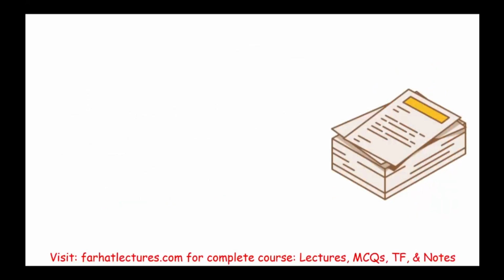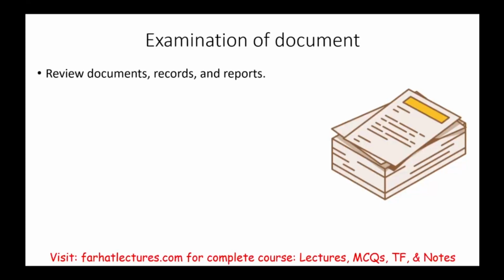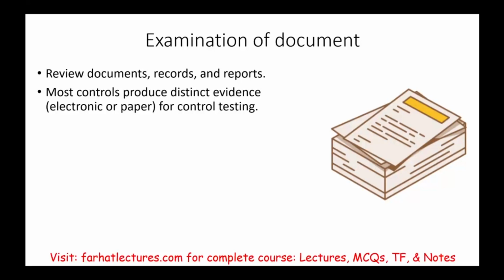Another way to test internal control is examination of documents. People will tell you a lot of things. That's fine. We're doing this. We're not doing that, and so on and so forth. But the internal control generates a lot of paperwork. So you're going to review documents, records, and reports, because most controls produce distinct evidence, whether that evidence is paper or electronic, for control testing.